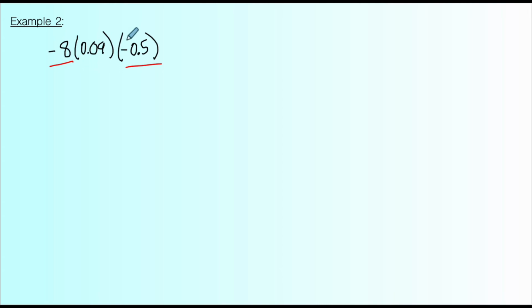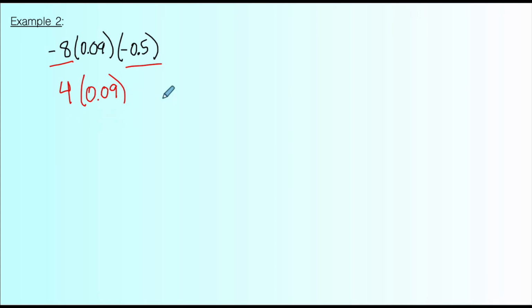I'm going to do negative 8 times negative 0.5. The reason I'm doing that is it's mental math. 8 times 5 is 40, but there's one decimal place, so it's 4. And a negative times a negative is a positive. So these two numbers multiplied together equal positive 4. So now I've got positive 4 times 0.09. And I did mental math for the most part.